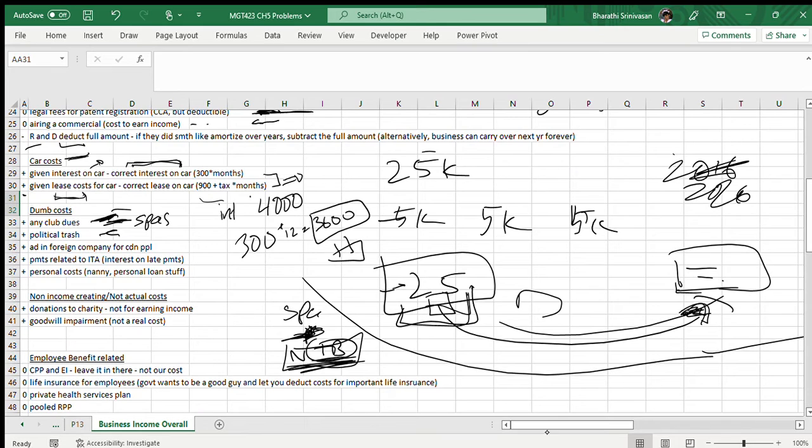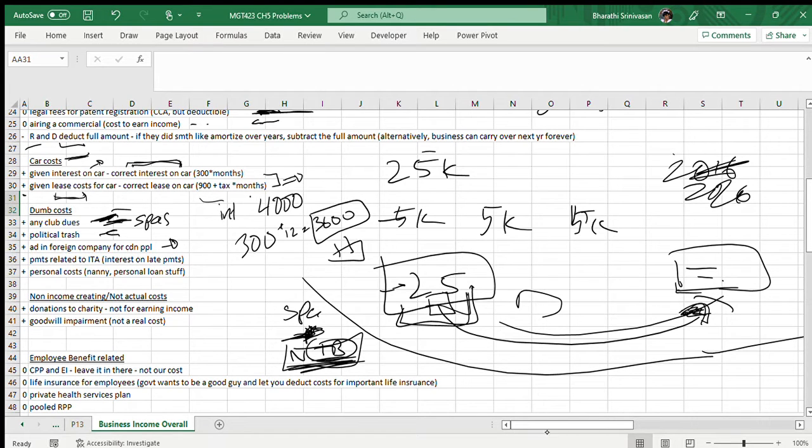Another thing is ads in a foreign company for Canadian people. Basically, you are putting an ad in a foreign company, but it's targeting Canadian people. The government obviously wants you to support other Canadian businesses, right? So if you're supporting some other random business in the hopes of capturing other Canadian people, that's not allowed. You can't do that. You have to add that back to your net income.